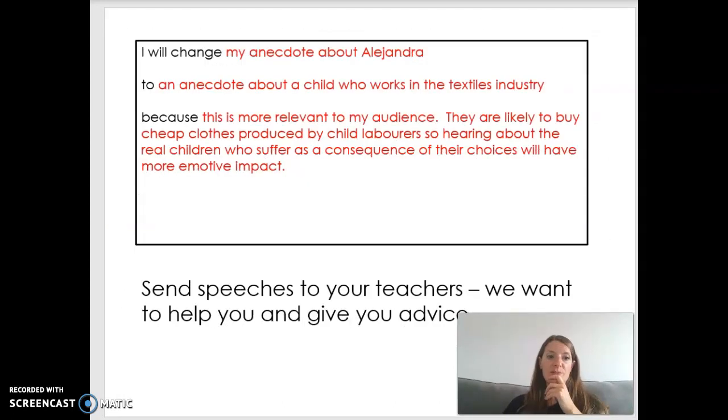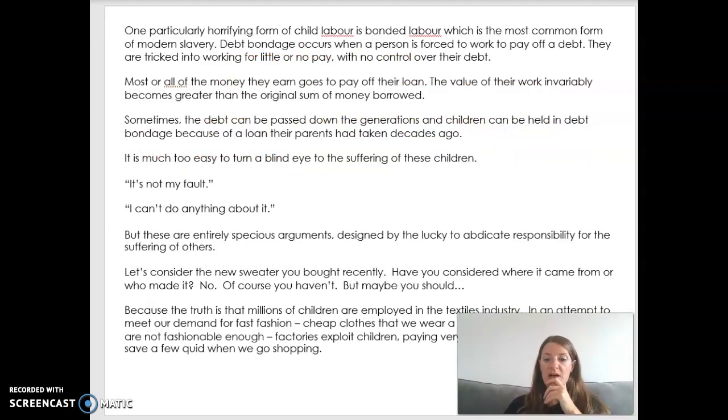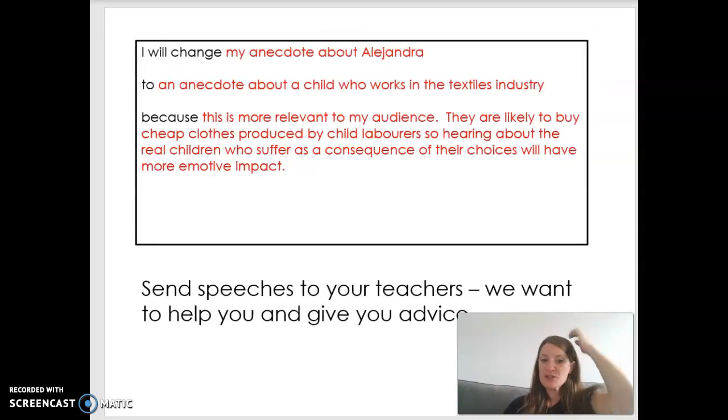Now I've done this for my own speech, which obviously is on these slides, so you can read it through. But this is the speech I wrote with you last week. And after reading mine aloud to my lucky husband who loves these things, I decided that I was going to change my anecdote about Alejandra to an anecdote about a child who works in the textiles industry, because this is more relevant to my audience. My anecdote about Alejandra, I think, worked well because it was really emotional about this poor little girl, but actually it's really remote. We don't even really know what curlies are or what work she does.